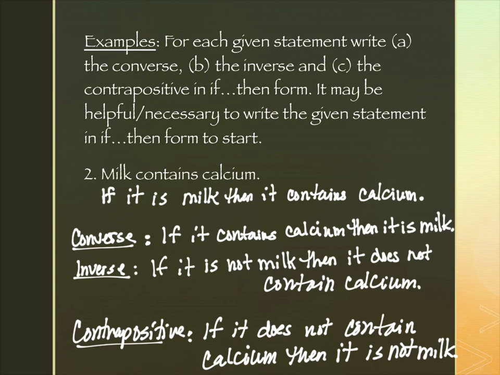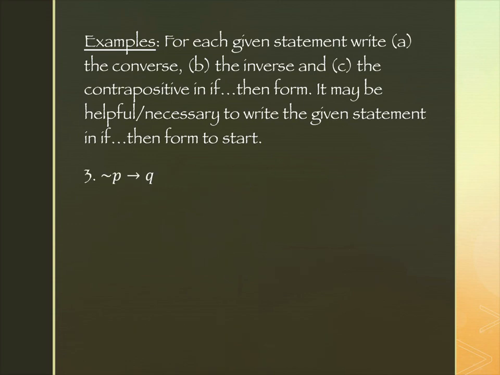Are we good? Okay. The next one is actually one where we're changing the language around in symbol form. So the symbols don't start out P arrow Q. The symbol actually starts out negation of P arrow Q. But we're doing the same thing that we were on the previous ones. It just doesn't have the context to it.